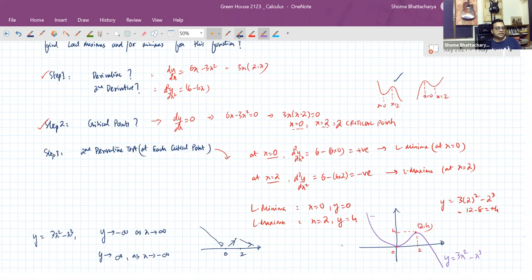Calculating maxima and minima at a more advanced stage of calculus, which you do in class 12 maths, will also help you in understanding graph plotting better. At our level here for physics, it is just enough to be able to do this much, that is, up to this step where we found out the local maxima and minima.